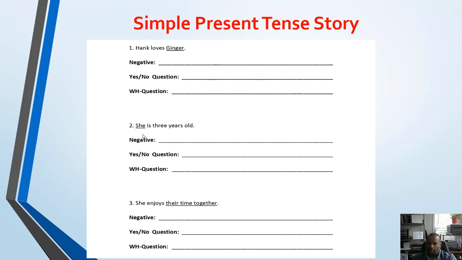Number two, she is 3 years old. The subject is she. So now my negative sentence would be, she isn't 3 years old or is not 3 years old. Yes or no question would be, is she 3 years old? And my WH question is, who is 3 years old?